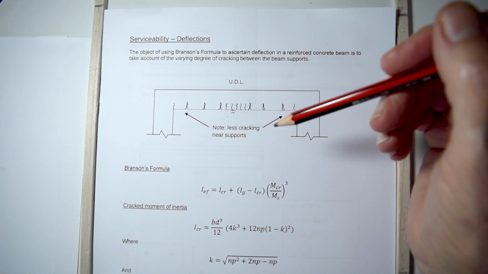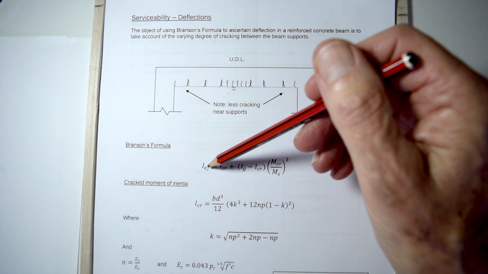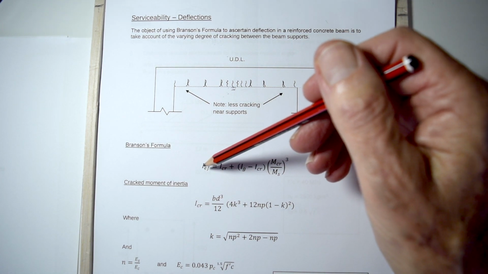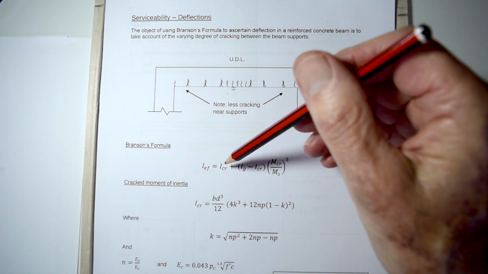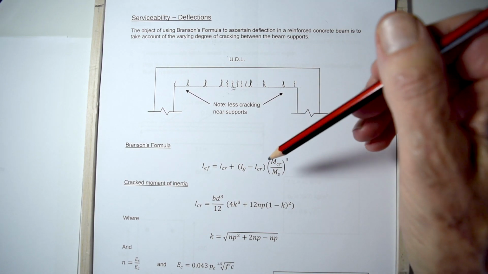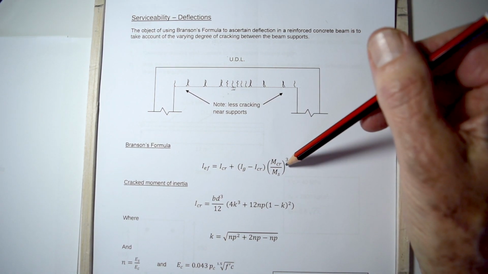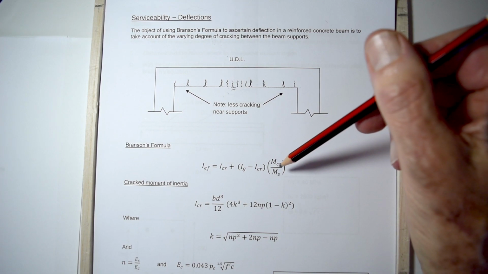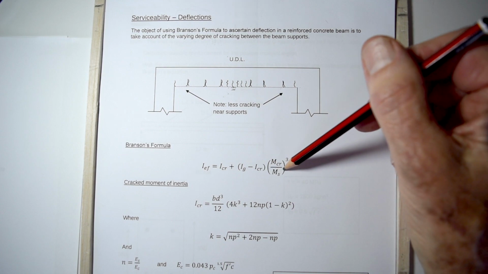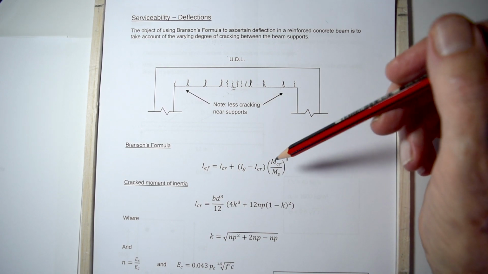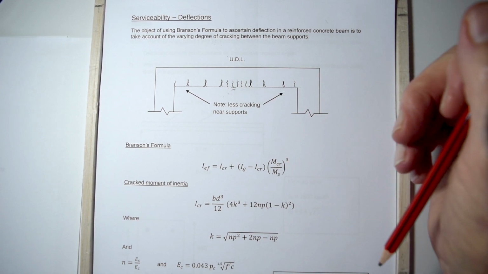Now, Branson's formula is this: the effective I_ef equals the inertia cracked plus the inertia gross minus the inertia cracked, multiplied by the cracking moment over the moment where you have not factored up the loads, all cubed. But you'll see once we get into this how we operate with that.